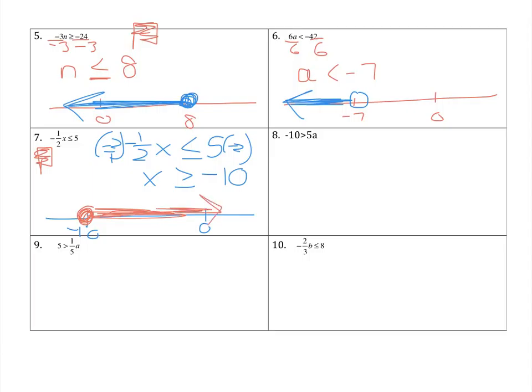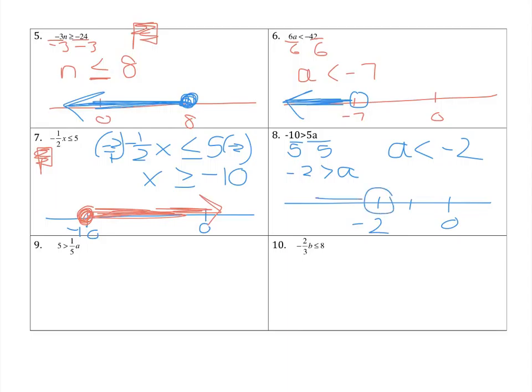Number 8, in order to solve, I'm multiplying both sides by positive 5, not a red flag. I get negative 2 greater than a. To graph it, I need to read it and write it backwards. The pointy side is by the a, so a is less than negative 2. 0, negative 2, open circle, and less than, to the left.